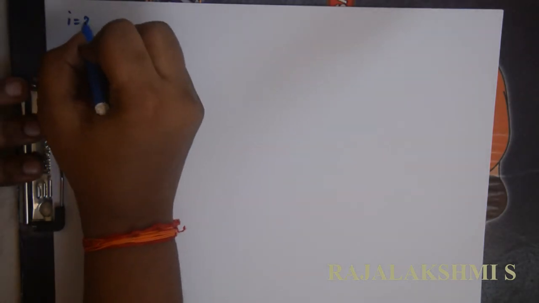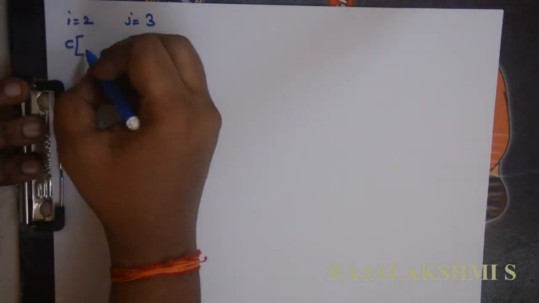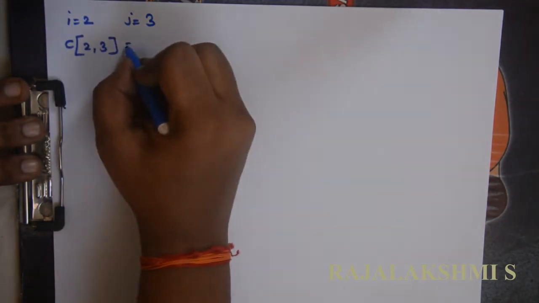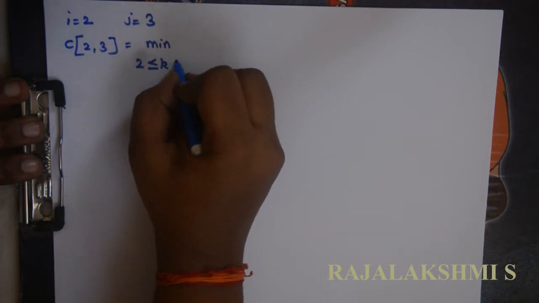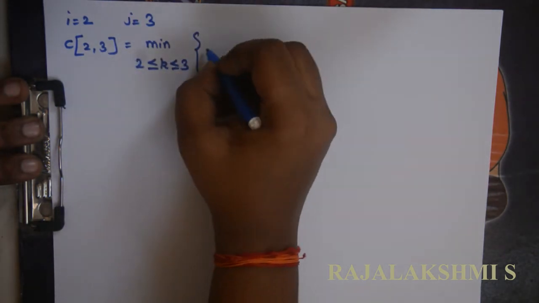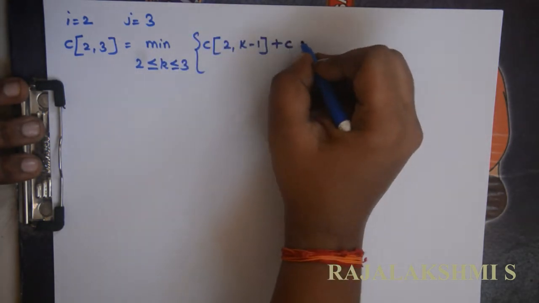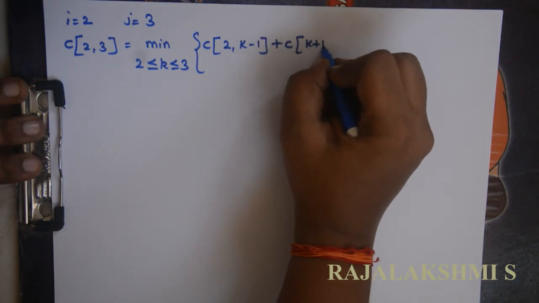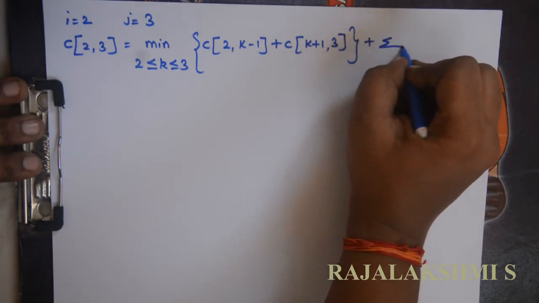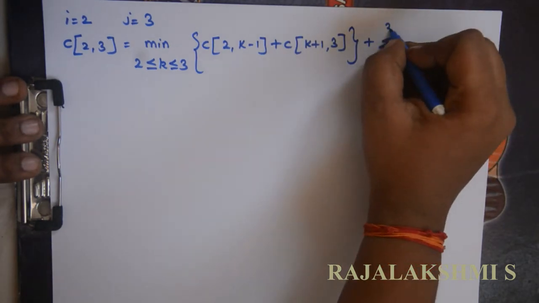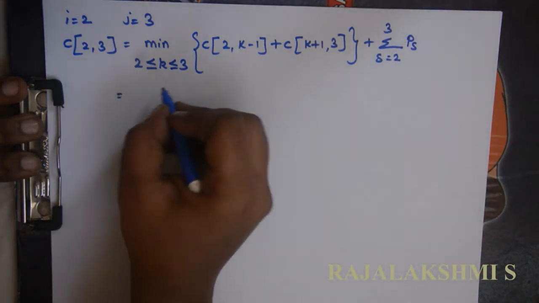So i is equal to 2 and j is equal to 3. So C of 2 comma 3 equals the minimum over 2 less than or equal to k less than or equal to 3 of C of 2 comma k minus 1 plus C of k plus 1 comma j, where j is 3, right? Plus the summation s equal to 2 to 3 of PS. Okay, so now we should apply the values for k.